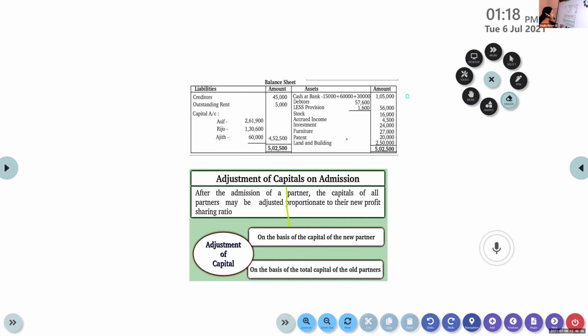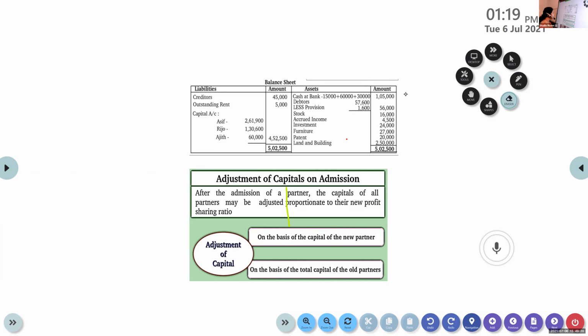Accrued income, it is an asset, 4,500. Investment, 24,000. Again asset. And now regarding the assets, what is the value to be written? The new values: furniture 27,000, patent 20,000, land and building, now it is 2,50,000. Okay, that is all about the asset side.